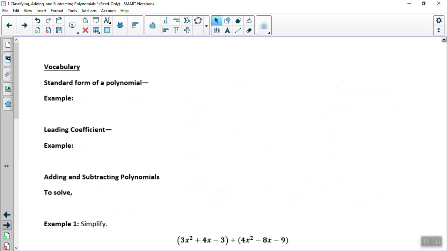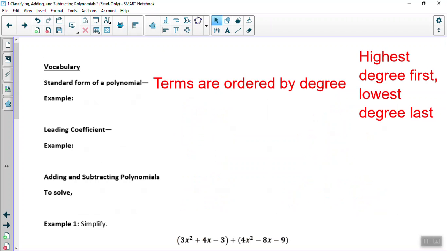All right, now let's take a look at some more vocabulary. So in math, we always like to write things down in a very specific way, and they try to keep things standardized so that people across different disciplines and different countries, everyone's doing everything the same. So the standard form of a polynomial means that terms are ordered by degree. So the highest degree first, the lowest degree last.